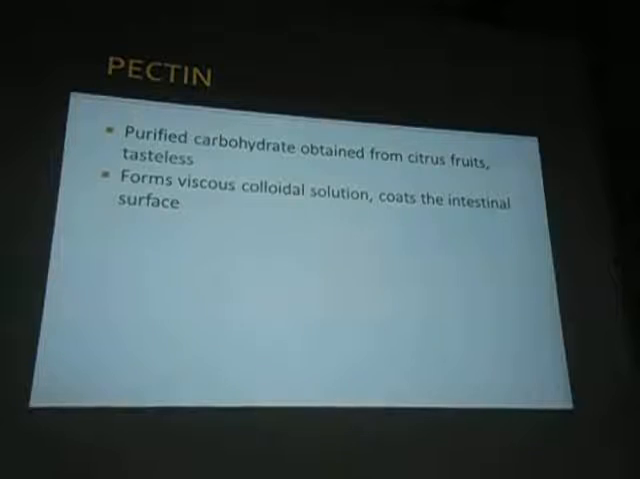Pectin is a purified carbohydrate and the exact mechanism is not known. It helps in diarrhea. It forms a viscous colloidal solution and coats the intestinal surface. So coating can help prevent further exposure to the toxin, which may be in the form of food poisoning or otherwise. And if there is GI acidity also, that can also be helped by using this.